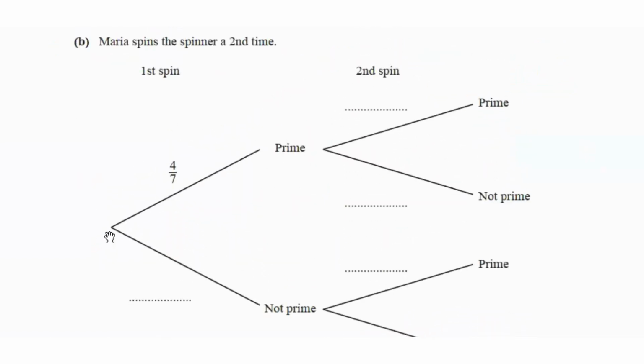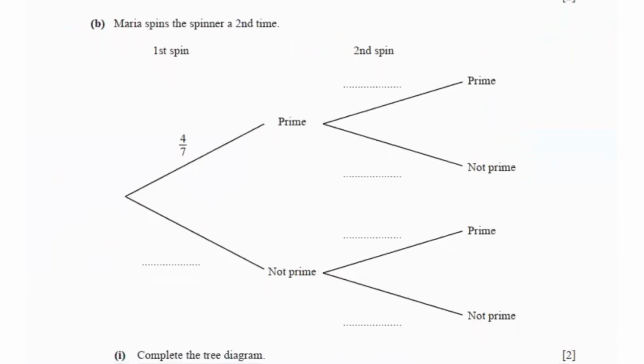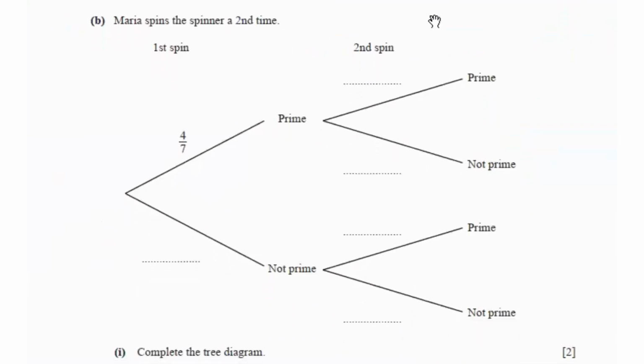Part B shows a tree diagram. It says that Maria spins the spinner a second time. We have to complete the tree diagram. So if the probability of the spinner landing on a prime number is 4 over 7, the probability of it not landing on a prime number would be 3 over 7, which is 1 minus 4 over 7. That's 3 over 7. So prime again would be 4 over 7. Not prime, 3 over 7. 4 over 7 and 3 over 7 again.